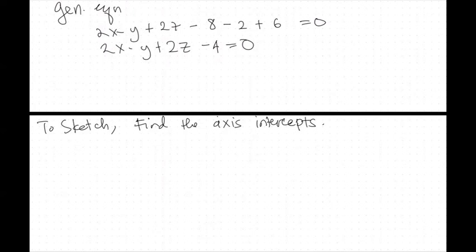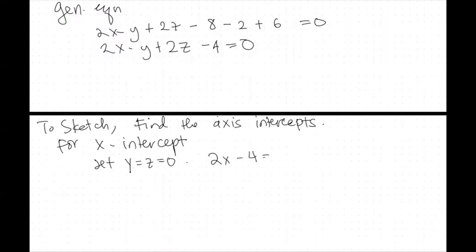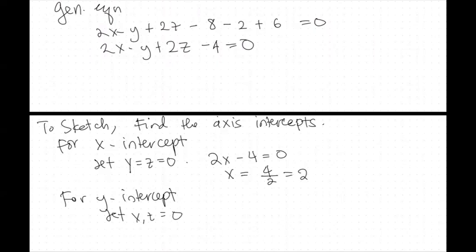So for the x-intercepts, set your y and z equal to 0. You have 2x minus 4 equal to 0. So x here is just 4 over 2, so this is 2. For the y-intercept, you have to set x and z to 0. So negative y minus 4 is equal to 0. So here, y is minus 4.